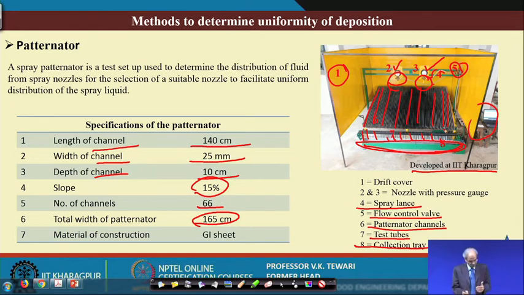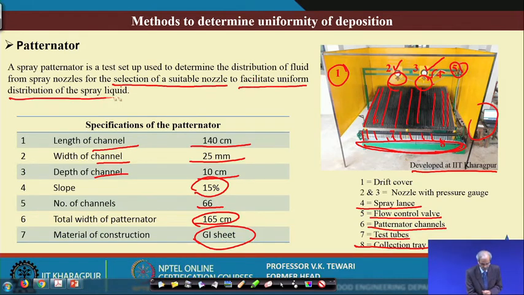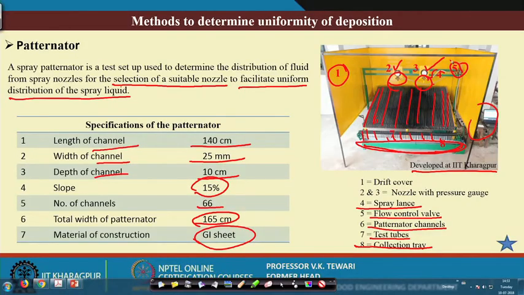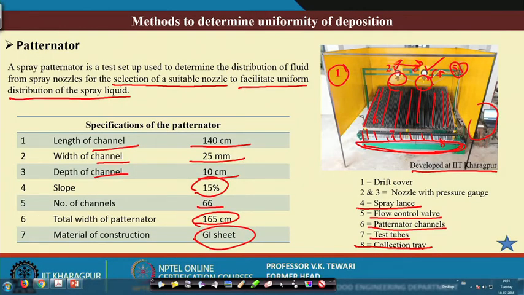Now, what are the changes? Material of construction: GI sheet is one material of construction which is given here, but this can be used for selection of a suitable nozzle to facilitate uniform distribution of the spray liquid. See what changes you can make in this. For example, if you want to see the spray angle, you can change this and see what the spray angle is. When you want to see the spacing of the nozzles, you can increase the spacing which is given over here and see how much the distribution is.